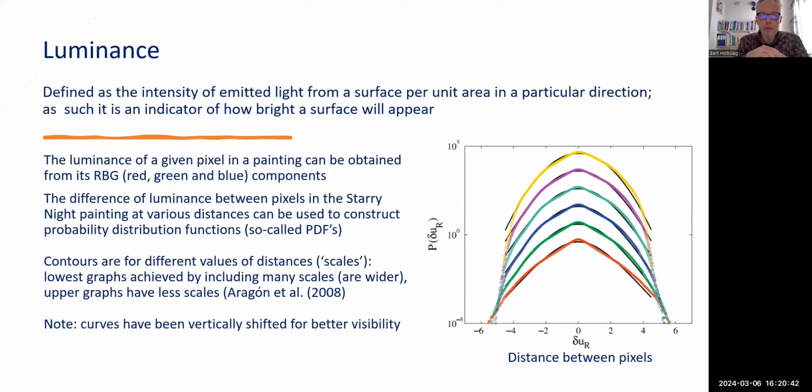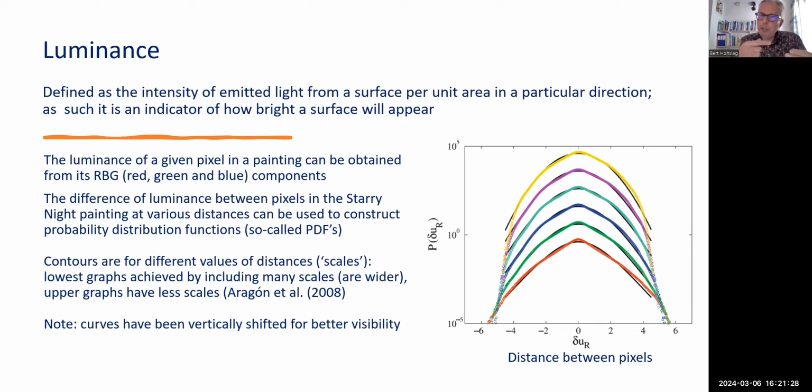Now, important is that with this luminance, which was analyzed by Aragon et al., you can, for any surface, analyze the light, the brightness of, for instance, the painting. Luminance is defined as the intensity of the emitted light from a surface in a certain direction. And it's in fact a measure of how bright the surface will appear. Now you can analyze for any picture or painting how strong the brightness is of a particular point in that painting, or with the so-called RGB, which is a combination of red, green, and blue components. And you can give that a numerical value in an objective way.